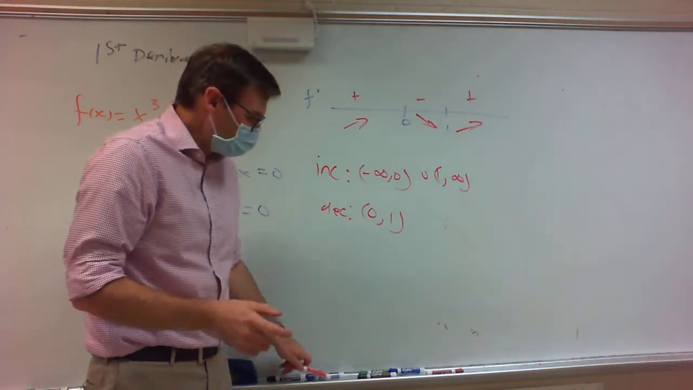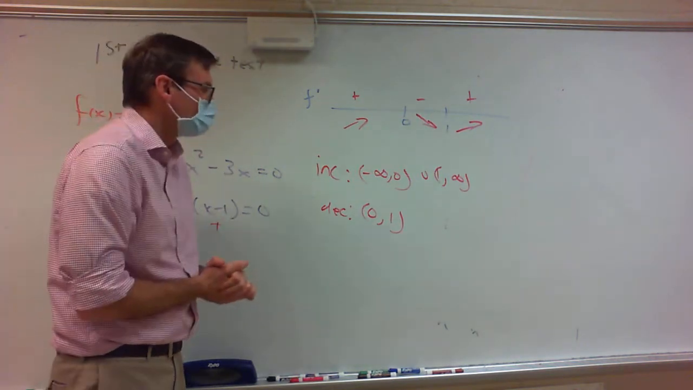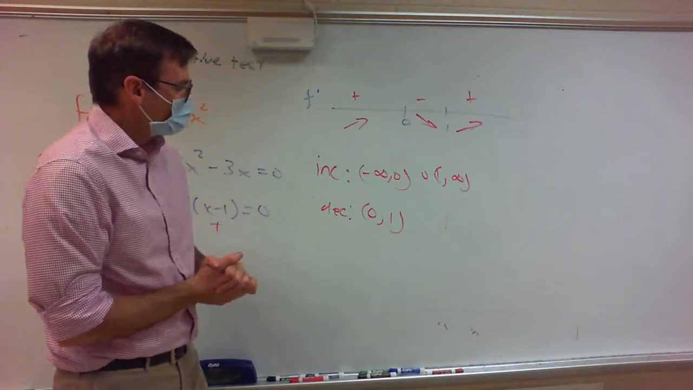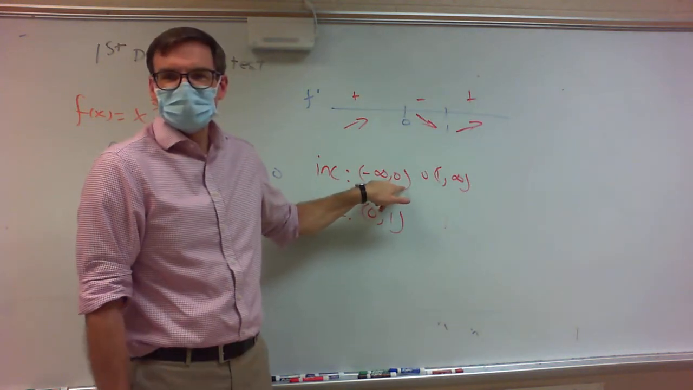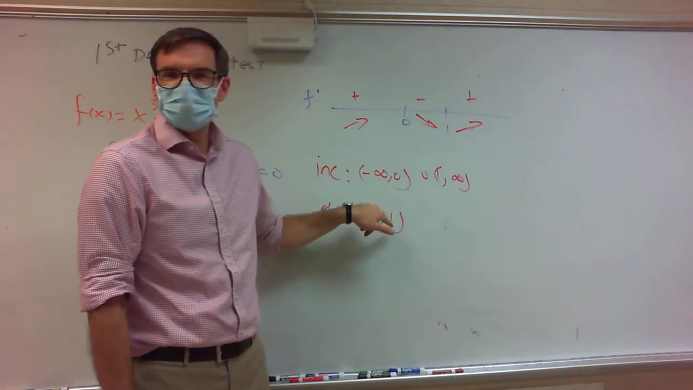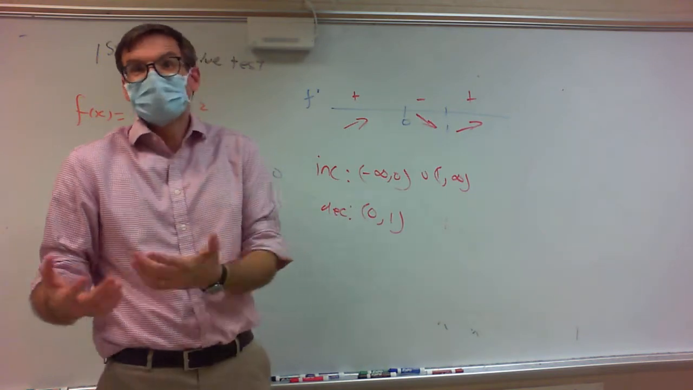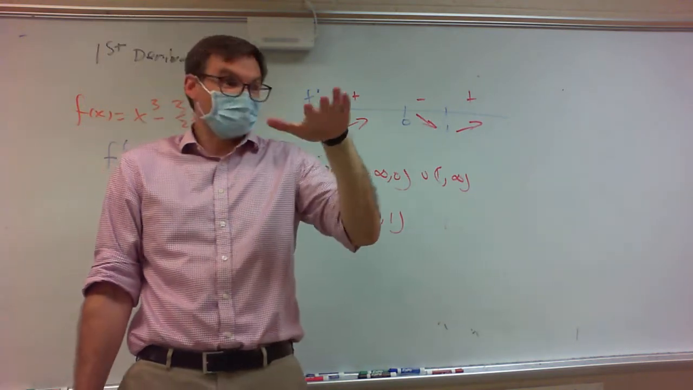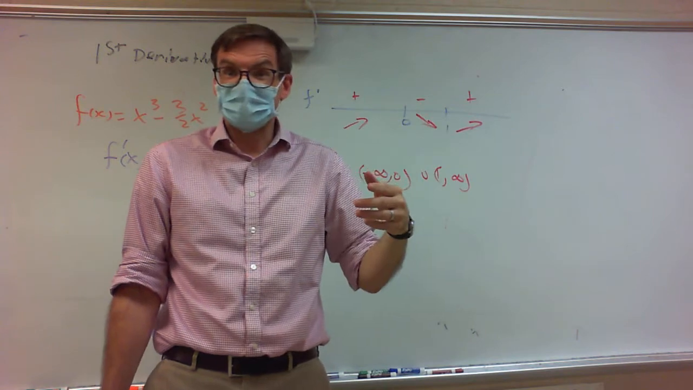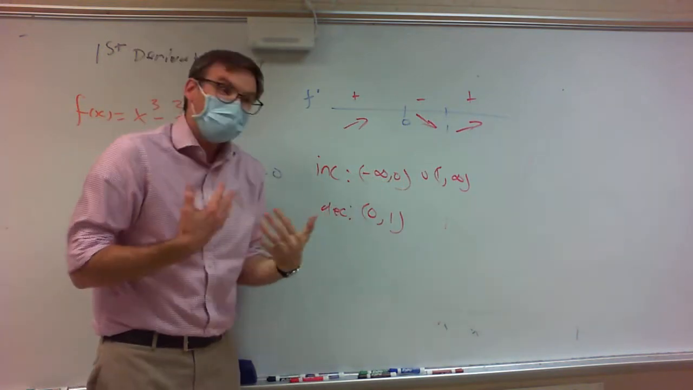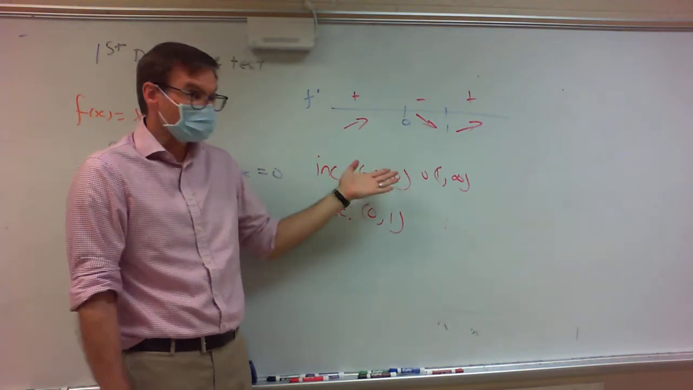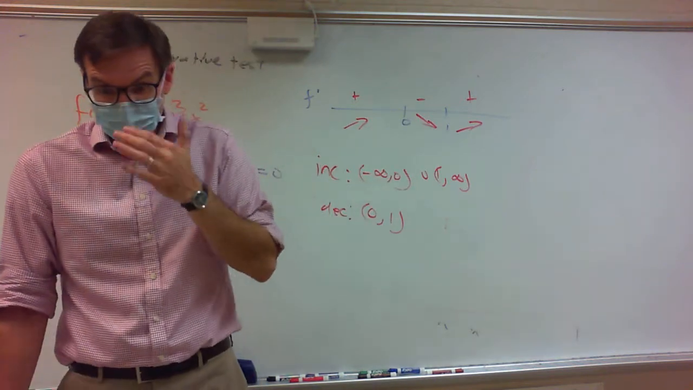Now, I do have a little issue. Does everybody understand why I use an open parenthesis? I don't include 0 as far as the increasing or the decreasing, because what's actually happening at 0? It's flat, right? It's not going up or down. So I think officially when you talk about things increasing or decreasing, you should use open intervals.